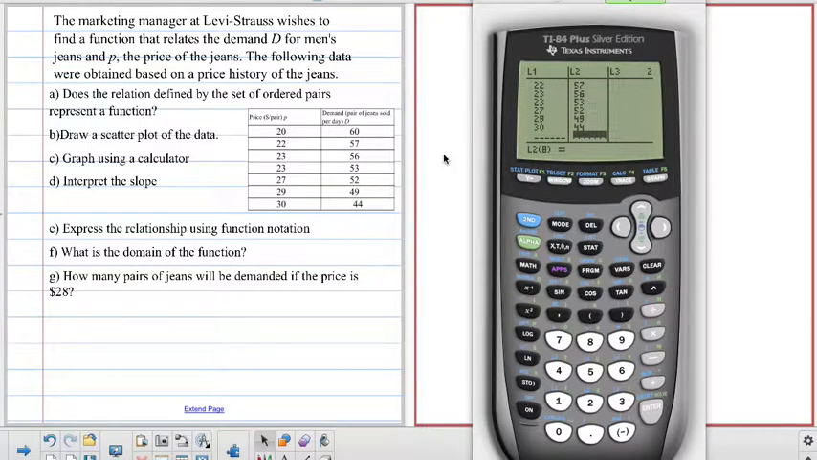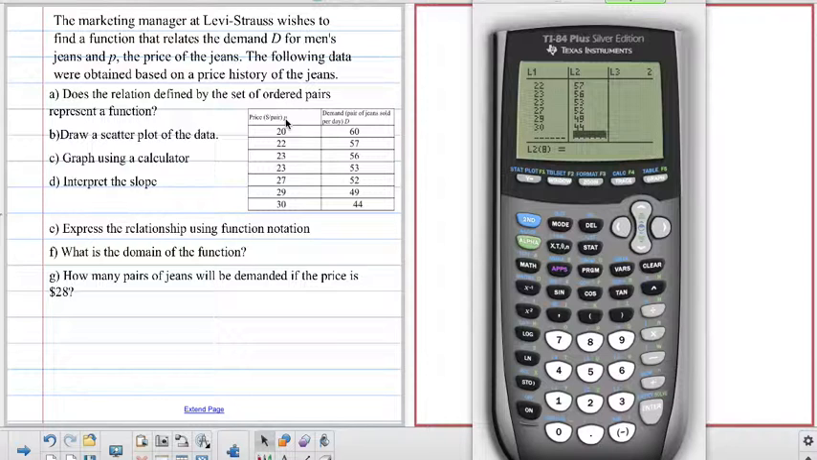Okay, so here's the problem that I was saying that is, I think, number 29 in your book. First it says the marketing manager at Levi Strauss wishes to find a function that relates the demand D for men's jeans and P, the price of the jeans. The following data were obtained based on a price history of the jeans. First of all, does the relation defined by the set of ordered pairs represent a function?